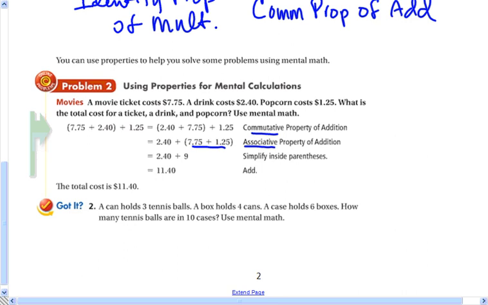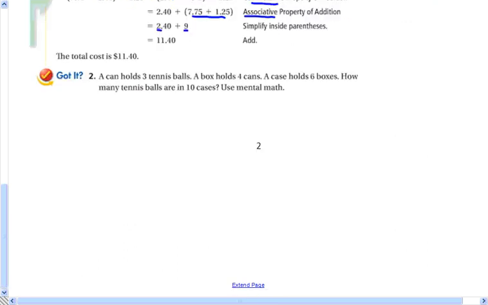And that makes it a lot easier to add. Adding the 7.75 plus 1.25 makes 9. And then you just add the 2.40. Then you can just add 9 plus 2 is 11, plus 0.40 is 11.40. So let's look at another problem like that here.